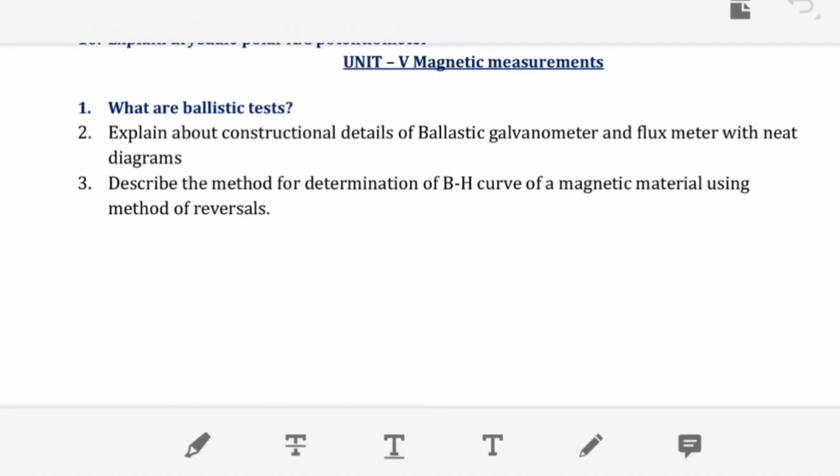Question number is important. Specify the question number clearly. Suppose it is a 10 marks question with parts A and B, write 1A, 1B, like that. You represent the question number.